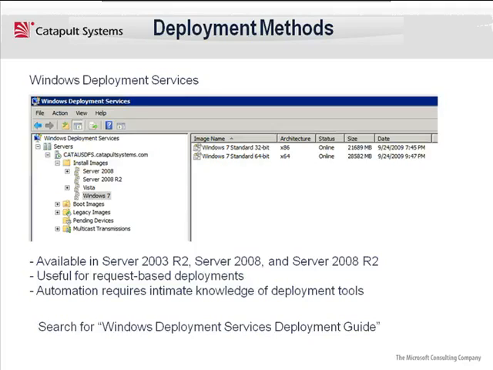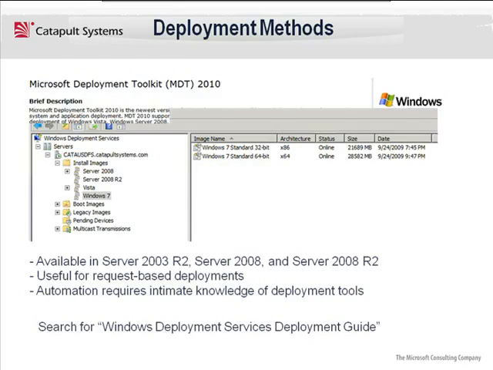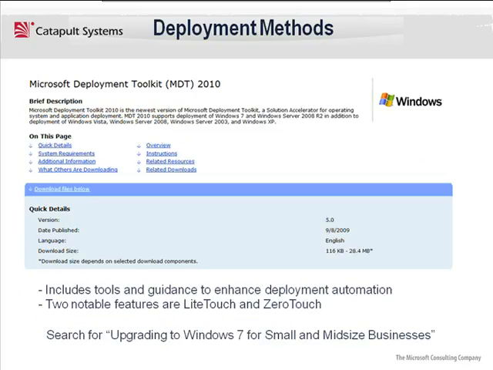You can automate all aspects of a Windows 7 migration and deployment scenario with WDS, but the main drawback to WDS is that automation typically requires an intimate knowledge of the Windows 7 deployment tools. So if you have a larger environment, or if you just need to get started right away with Windows 7 deployment, then you should look into another tool called the Microsoft Deployment Toolkit.